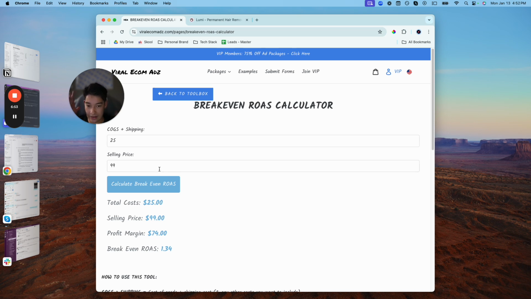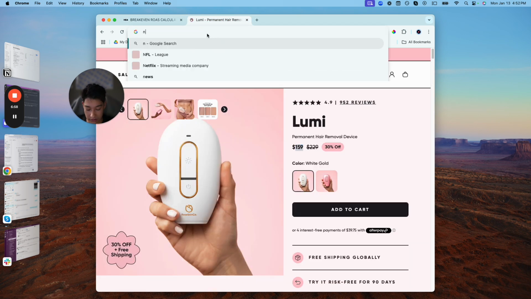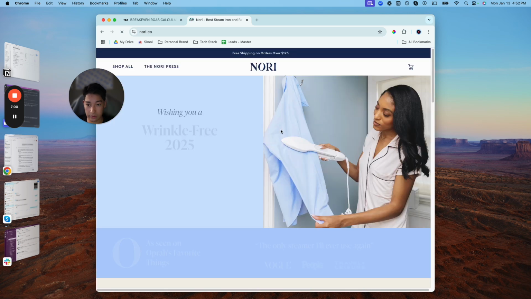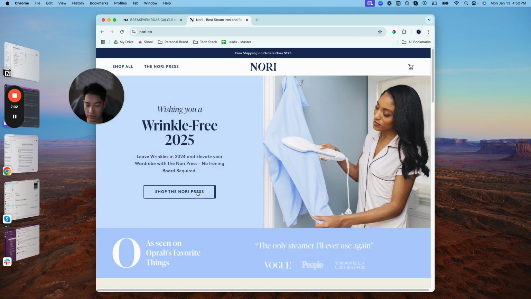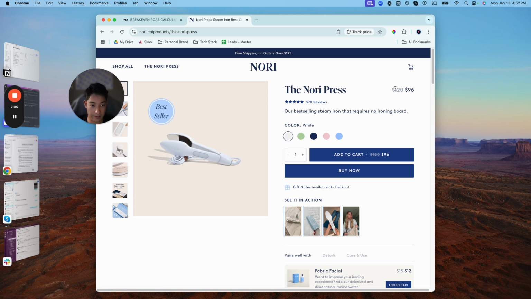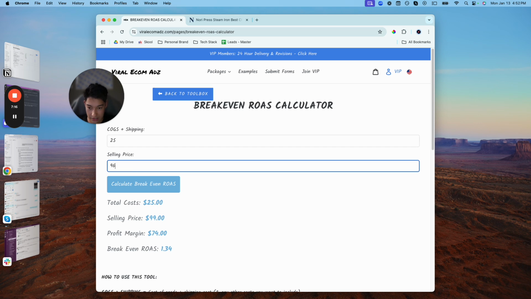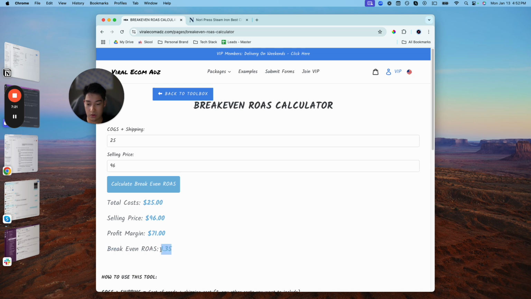So I can't stress this enough. It's so important to understand your numbers, and look at any other brands too, like Nori.co. You know, they sell this iron, very simple product. They sell it for $96. It probably costs them under $20 because they're buying bulk, and it's very easy to ship. So they're probably selling at 96. Let's say it costs them 25. Again, 1.35 break-even ROAS goal. Much, much better. So yeah, that's the whole point of this video.